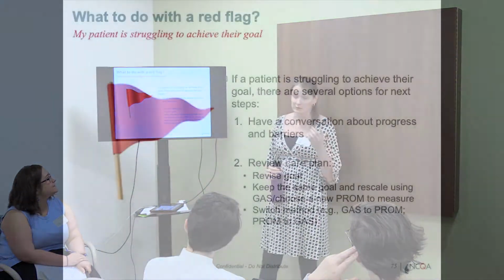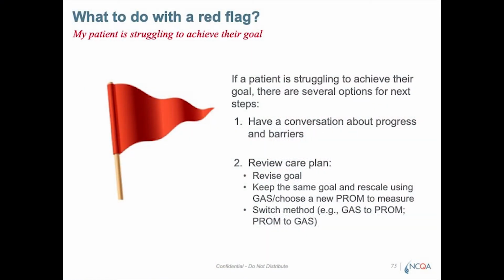So what do you do if there's a red flag, if somebody's saying they're not making progress on this goal? Have a conversation again about progress and barriers. What are the barriers that might be keeping you from this? This could be that this isn't the right goal for them. They've changed their mind about what they want to do, in which case you want to revise the goal.